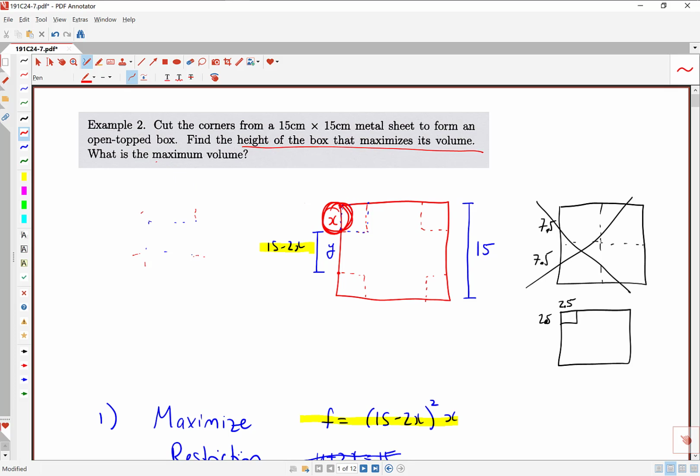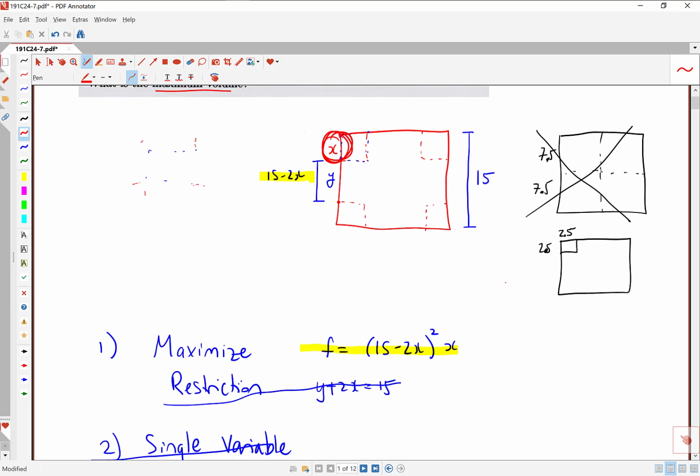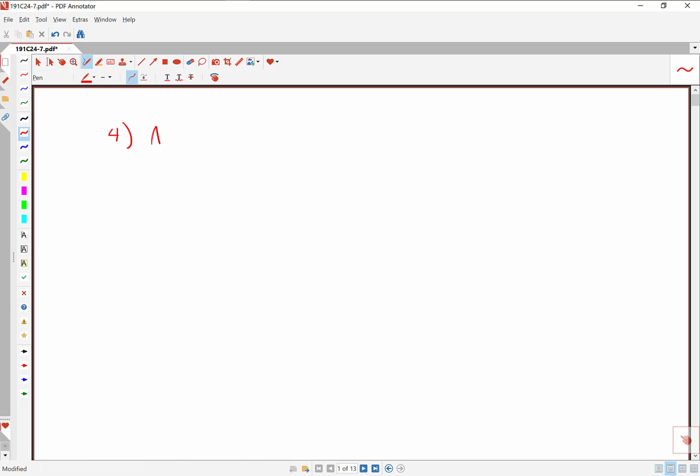And we also want to give the maximum volume as well. Maximum volume, we'll get that by plugging into our volume formula here. So step 4, here's our answer. The height is what we're calling x. 2.5 centimeters was what we figured out there. And the volume, that came from the formula f that we were trying to maximize.